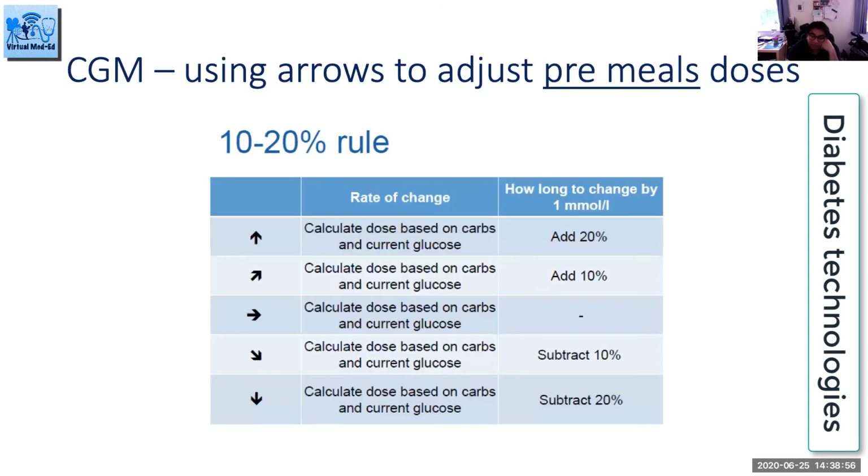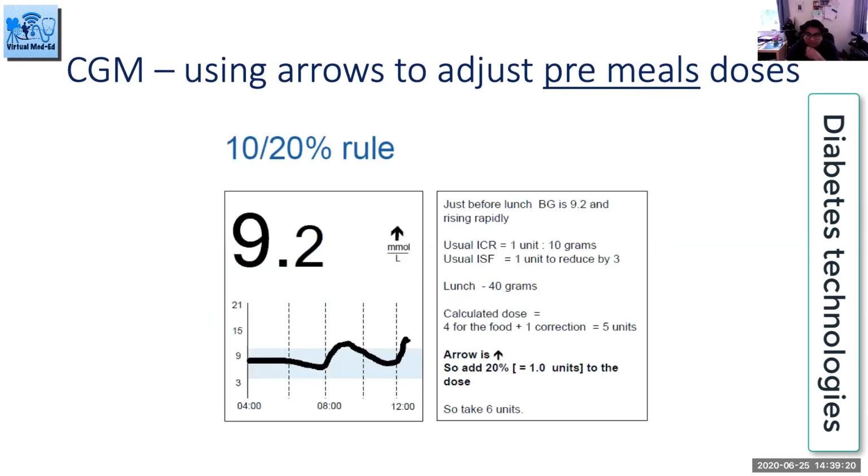The 10 and 20% rule, same principle really. If you're pointing upwards, having done all the calculation, then you're at 20%. If it's pointing diagonally upwards, you're at 10% because it's a slow change. And then the opposite is true if you're going downwards. Again, I quite like using this because it's very simple. Some patients also prefer this rather than the ISF rule, but the principle is the same. And if you work out the maths, it's not far off. It's give and take half a unit different.